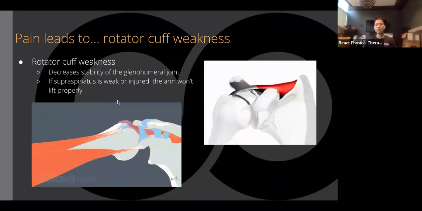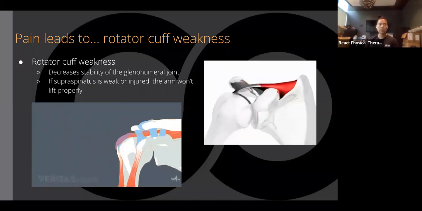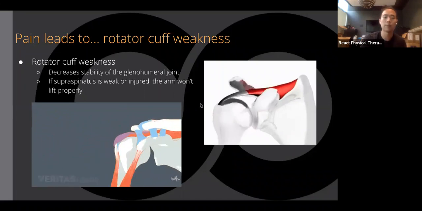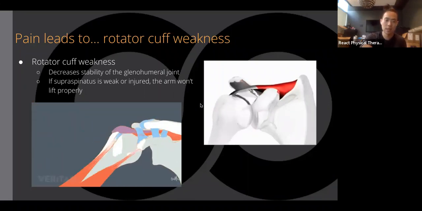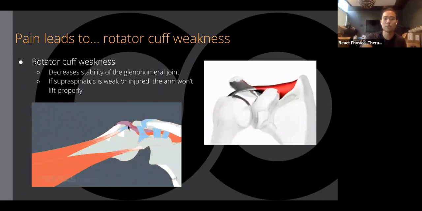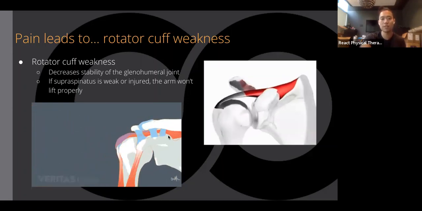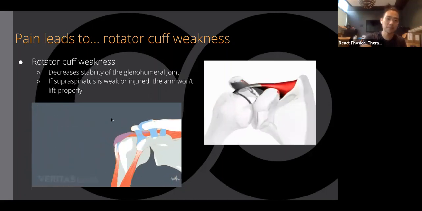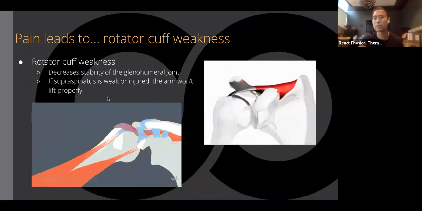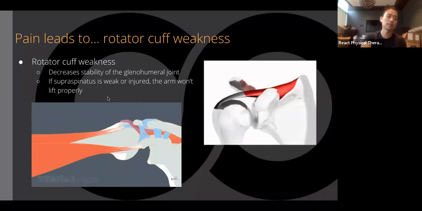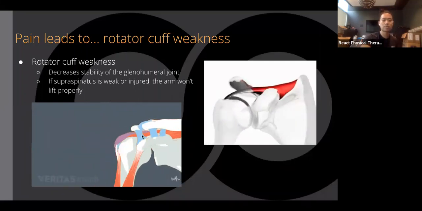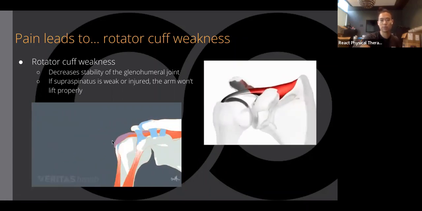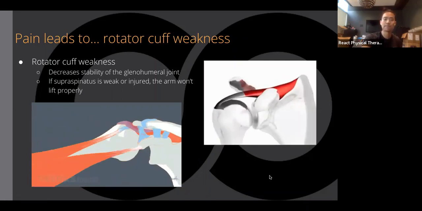Next, pain can lead to rotator cuff weakness. Okay. So if we have rotator cuff weakness, then we'll have less stability in the joint. And then oftentimes the supraspinatus muscle, that's the most often injured one because it's so small and it does so much. If it's weak or if it's injured, the arm's not going to lift properly, right? So if we have issues with our supraspinatus, we try to strengthen all the stuff around it to give it some more support and let it heal.